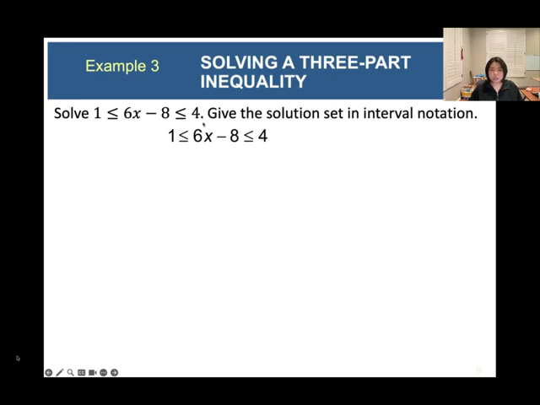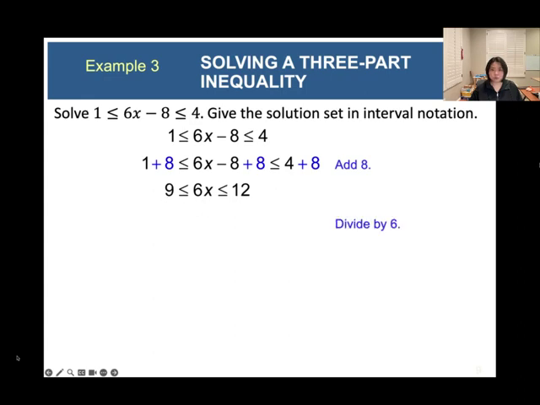We want to isolate the variable 6x. So we're going to add x to each side here. Okay, add x on the left hand side, in the middle, and also on the right hand side. Okay, you should get this. And then we're going to divide by 6 for all of them. Simplify it, you're going to get x is in between 3 over 2 and 2.